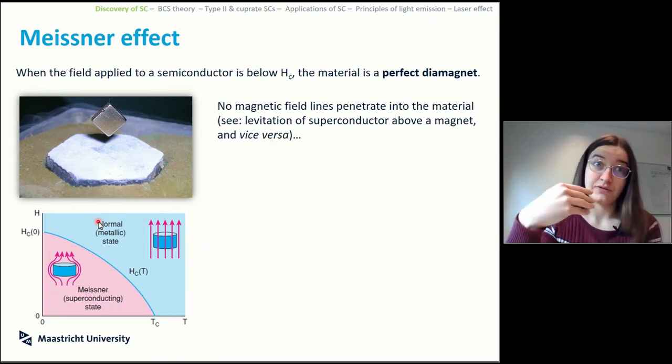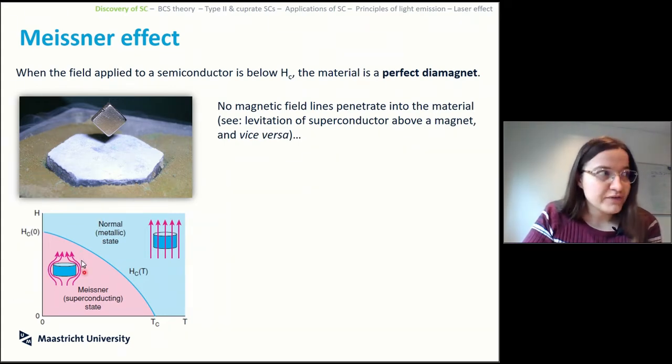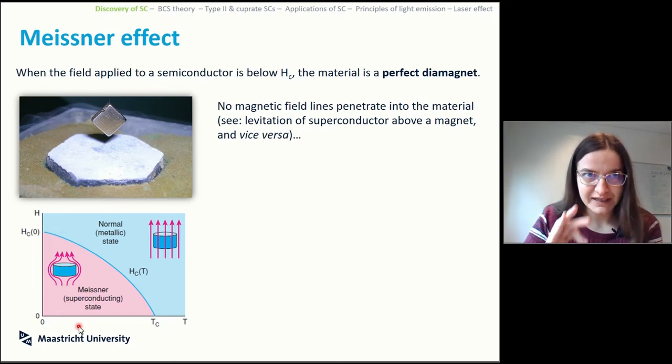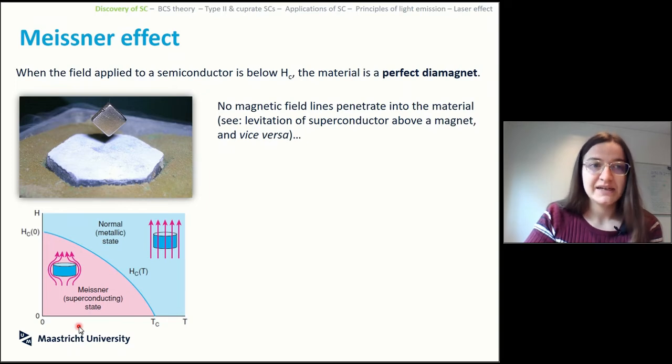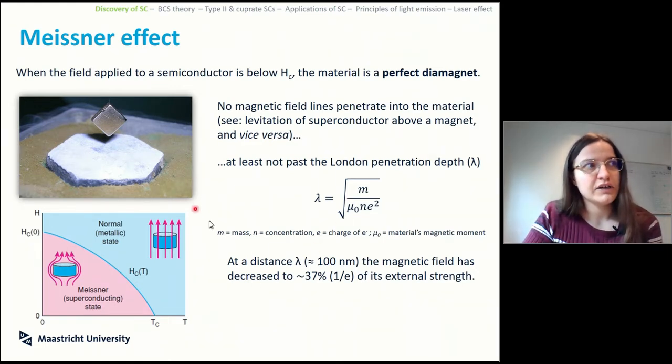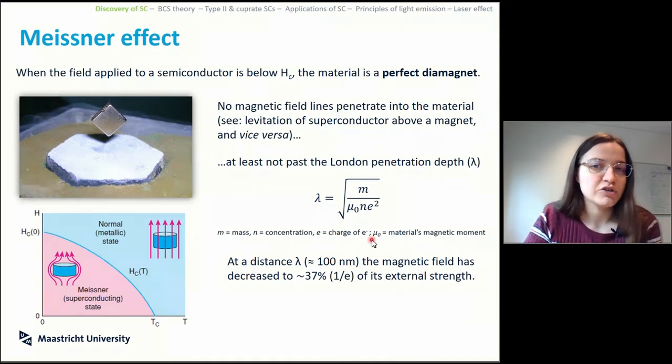But your superconductor actually does something interesting. It's a complete, perfect diamagnetic effect. It's 100% diamagnetic. The field does not penetrate inside the material, not beyond a certain penetration. This penetration depth is called the London penetration depth, and this relationship, if you actually want to derive it, requires considering the Maxwell equations.